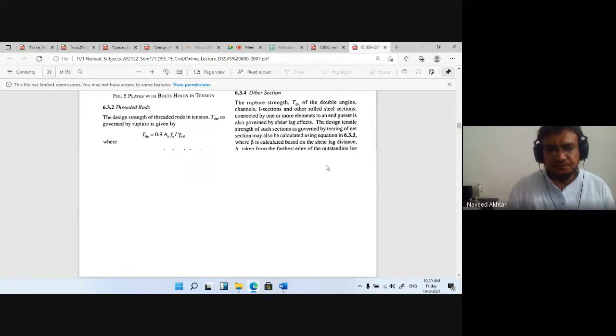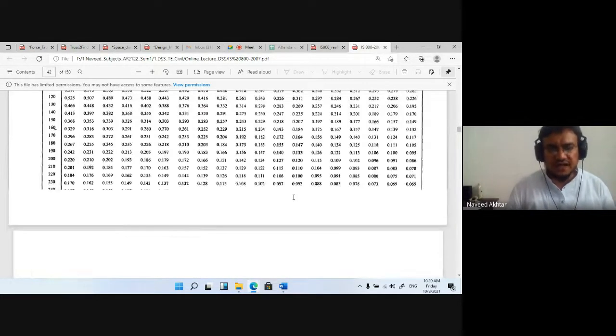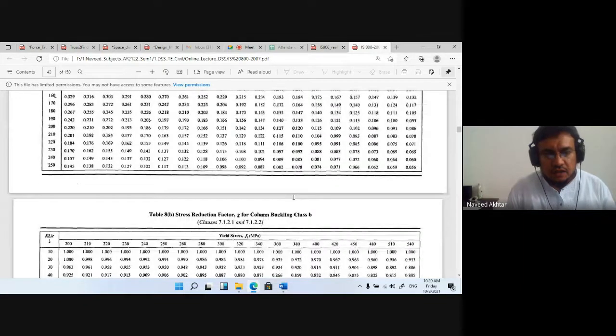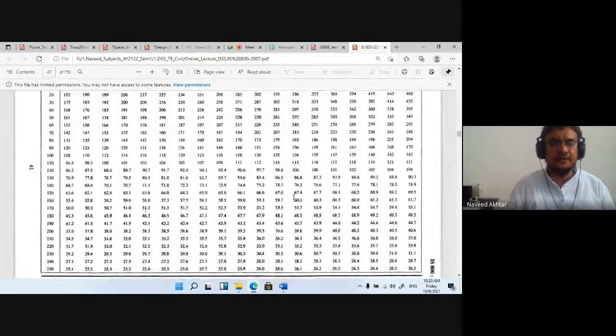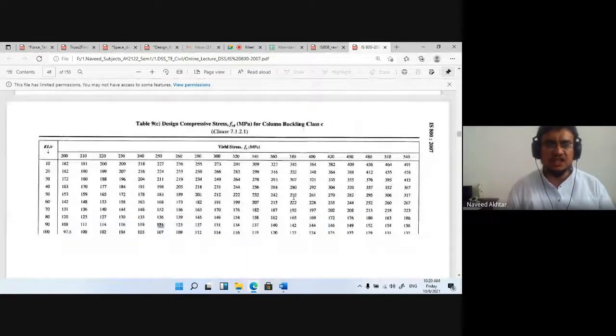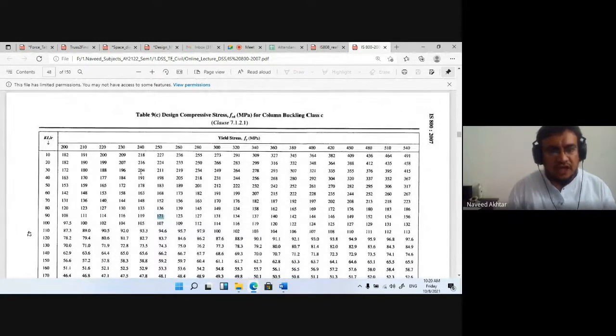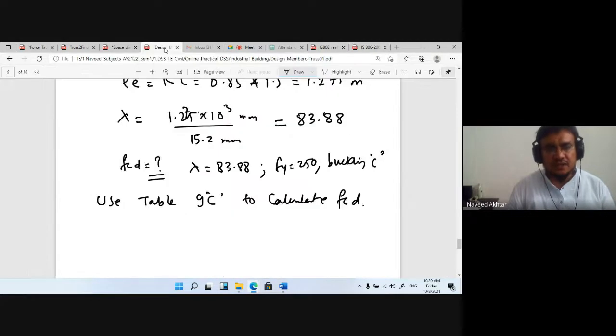It is given on page number 39, I think so. Here, total 8B, 8C, 8D, 9A, 9B buckling class B, 9C for the blue class. So here our 83.88 is between 80 and 90. So for 80 it is 136, and for 90 it is 121 from table number 9C. So I will write for 80 it is 136 FCD.